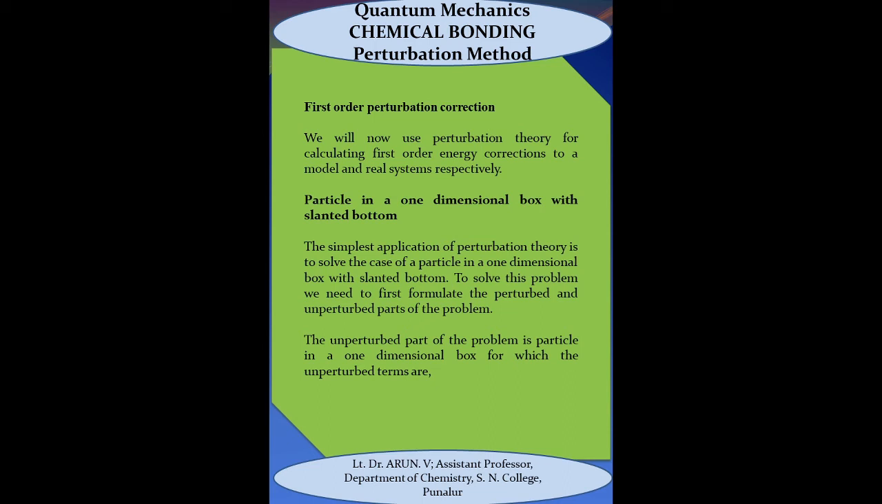Now let us study the perturbation theory for calculating the first order correction terms for some systems. For example, consider the particle in a one-dimensional box with a slanted bottom. The simplest application of perturbation theory is to solve the case of a particle in a one-dimensional box with a slanted bottom. To solve this problem, we first need to formulate the perturbed and unperturbed parts of the problem.